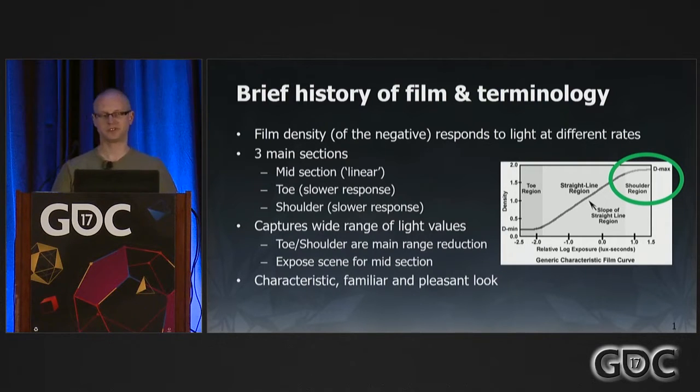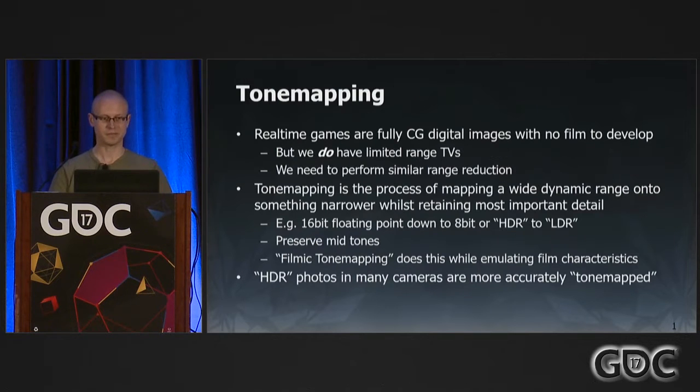The toe, which is low down, think of the toe on your body, and the shoulder, which is high up, think of your shoulder on your body. And these respond much more slowly to light. So you get a much larger range of values compressed into a much smaller amount of film stock. So really, this film stock will capture a very wide range of light values into a smaller range, and the toe and shoulder are the range reduction. You expose for the midpoint, and this S shape gives you a very nice, characteristic, pleasant, and very familiar look.